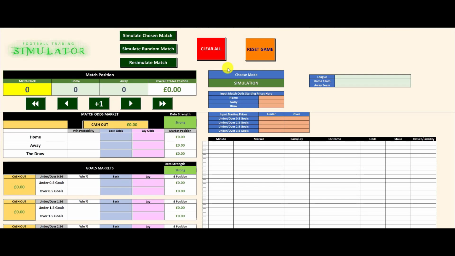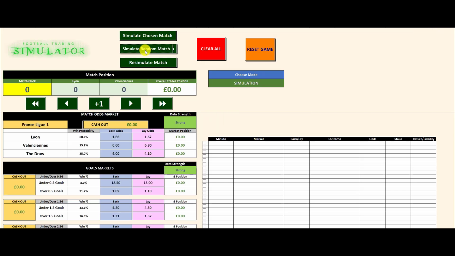So this is where the fun really begins, especially if you are an intermediate or expert football trader. This is where we can test out our football trading strategy to the max. Whatever strategy we want to test, we can test it on a real football match. Click on simulate random match, and it's going to generate a match. And we have Lyon against an away team from the French league. I'm not even going to try and pronounce that.